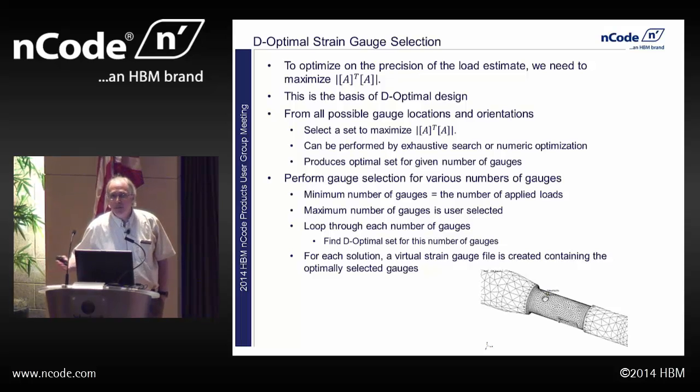But what we're going to do is take the minimum number, take the user-specified maximum number and loop through this routine multiple times, generating selected gauges for each one of these different numbers of gauges. We'll generate not only the selected set of gauges for each number of gauges, but we'll also start to characterize what the benefit is of increasing the number of gauges.